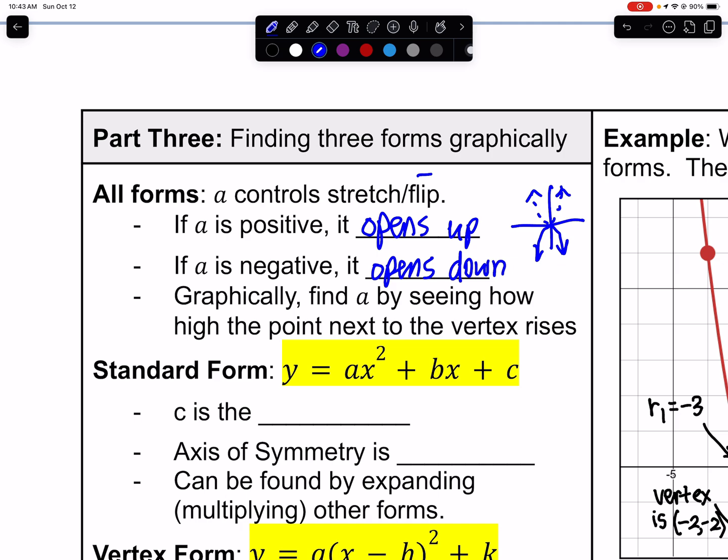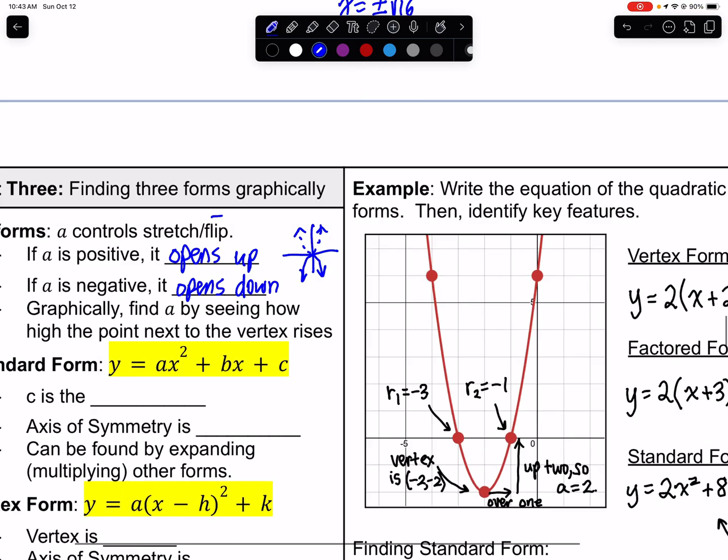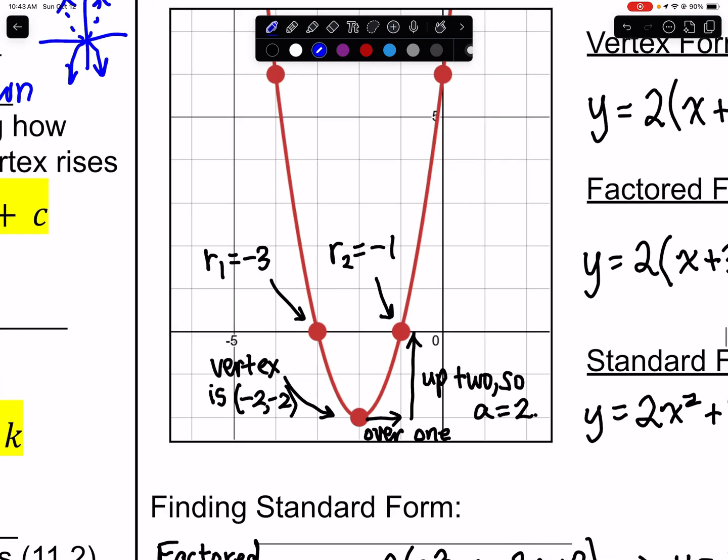Okay. Now, in order to find A on this set of notes, we're going to check on the point next to the vertex, one away from the vertex, and see how far that point rises or falls from the vertex. For example, with this quadratic, the vertex is right here. Okay, the blue point. Okay. Now, let's look at this light blue point right here.